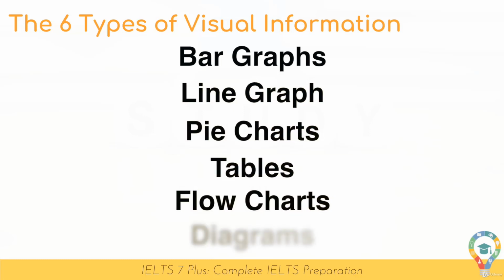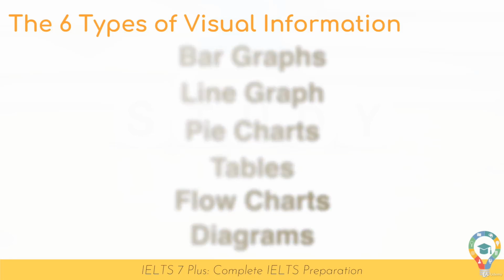Again, to summarise, in IELTS writing task 1, you must describe some visual information that is presented to you. This could be done in these 6 different types of questions. Let's take a deeper look at some examples.